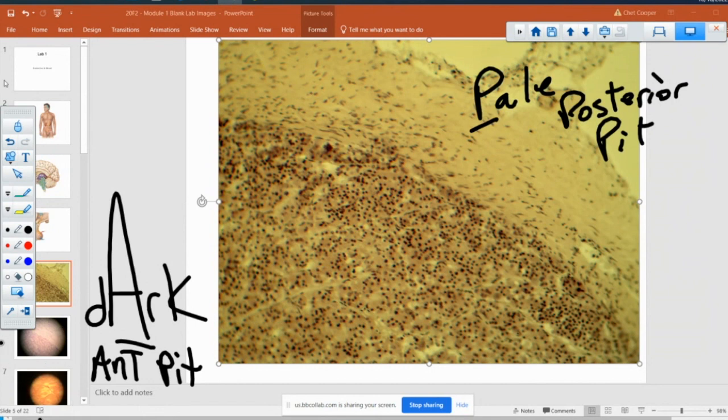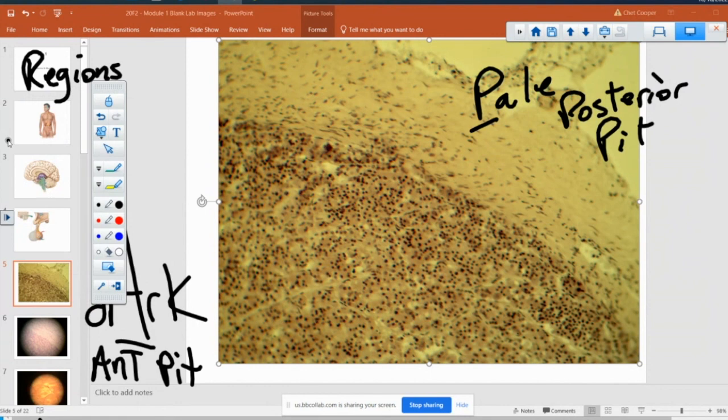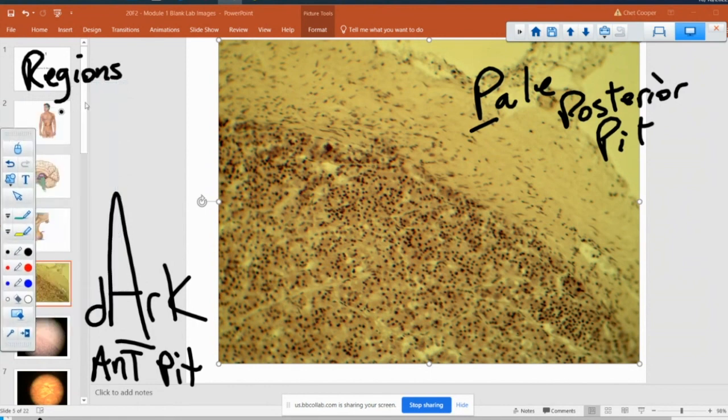So those are regions. Those are the major regions. Anterior and posterior. Now keep in mind, when you take a test, you're going to see some pictures, lots of pictures.